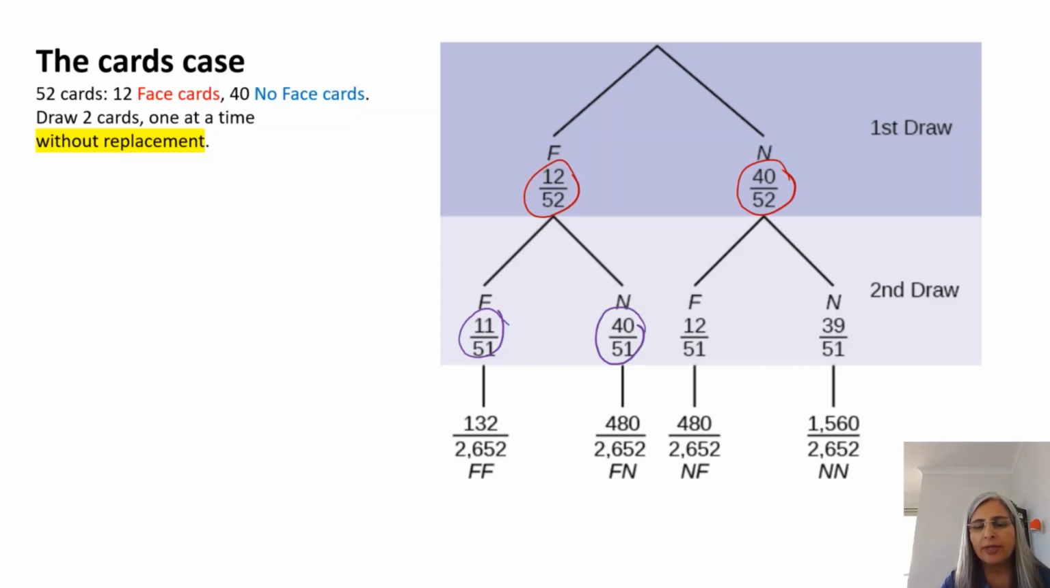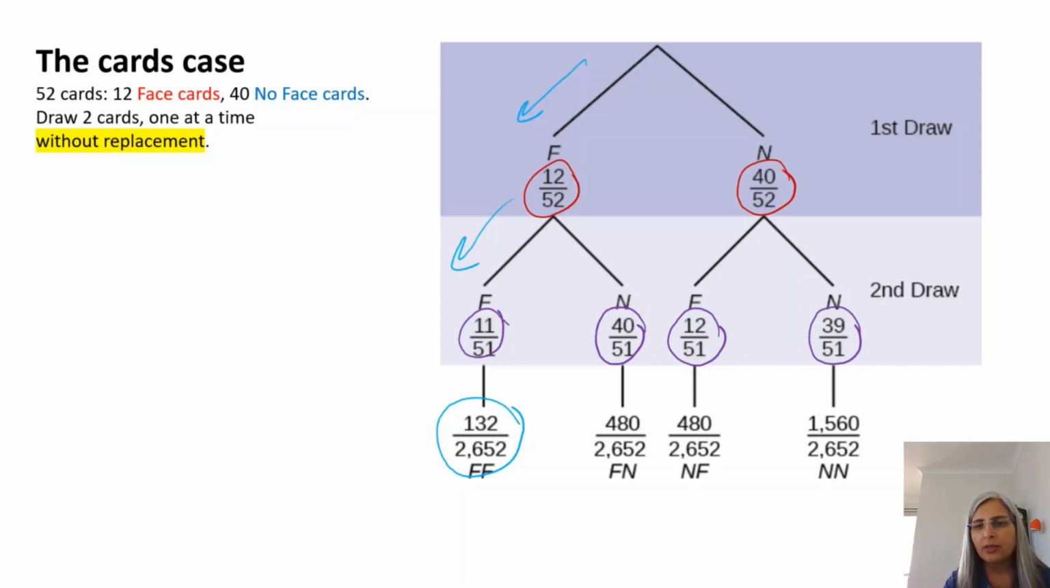While if we pick the non-face card first, then the probability of picking a face card would be out of all 12 face cards. So 12 out of 51. And if it's another non-face card, then of course, there are 39 remaining out of the 51 remaining cards altogether. And so you can see that the probability of picking a face card followed by another face card would be 12 times 11, which is 132 out of 52 times 51, which is 2652. And similarly, you can compute all other probabilities and verify that the amount written is correct.